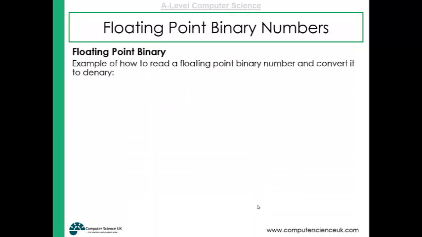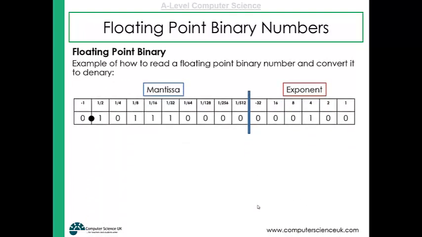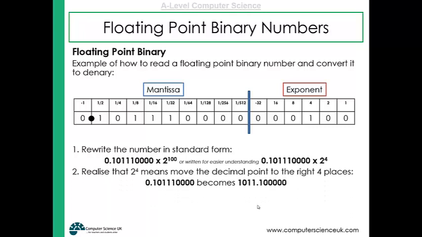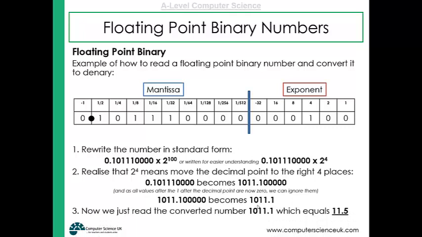Let's have a look at another example. Again, same method. Rewrite the number in standard form. So that's times 2 to the 4. We then get our mantissa and we move the decimal place 4 places to the right, leaving 1011.1. And then we just convert that binary into denary if we want to read it ourselves, and that is 11.5.